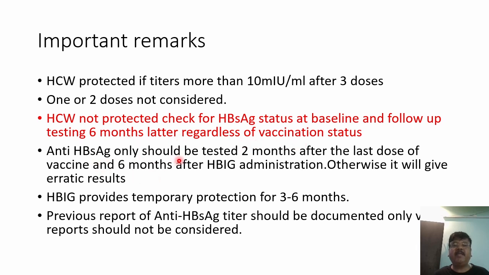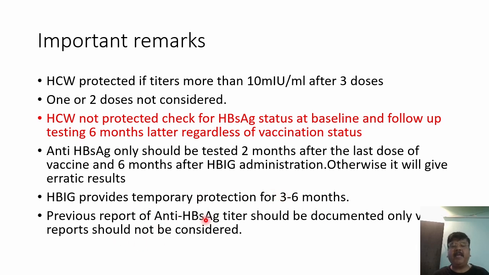Anti-HBsAg should only be tested 2 months after the last dose of vaccine and 6 months after HBIG administration. Otherwise, it will give erratic results. HBIG provides temporary protection for 3 to 6 months. So HBIG is not an active immunization; it is a passive prophylaxis. It will just give the antibodies. Therefore, there should be a full course of vaccination in that healthcare worker. And HBIG provides only temporary protection, 3 to 6 months.